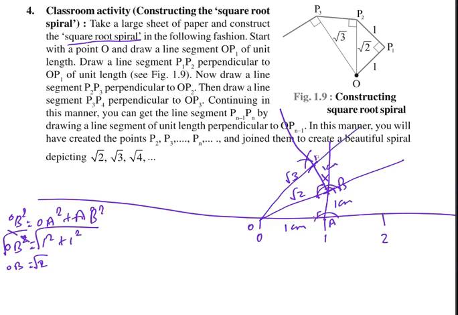From here we extend this line and draw one perpendicular. Over this we mark a unit of 1 centimeter, so that root 3 square plus 1 square becomes root 4. So this is root 4.